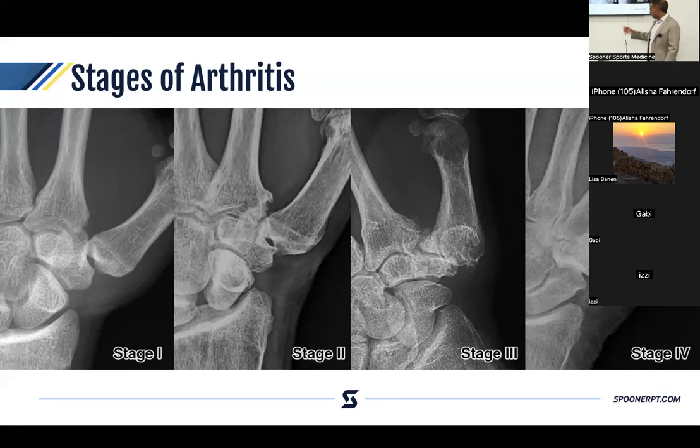Stage 3 and 4 is pretty obvious. There's really no joint space at all. The difference between stage 3 and 4 is now the arthritis is impacting the joint below, we call our STT joint. So when patients start to have arthritis at both joints, that's kind of the terminal stage. That's when you start to see patients who get the hyperextension of the MCP joint and that Z-type deformity. So stage 1 and 2 is early stage arthritis. 3 and 4 is late stage arthritis.